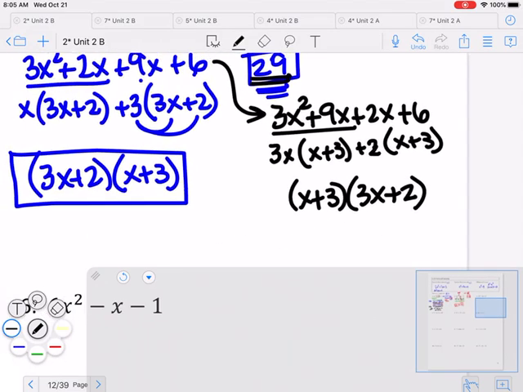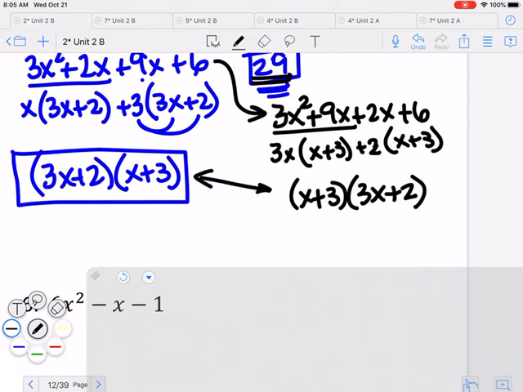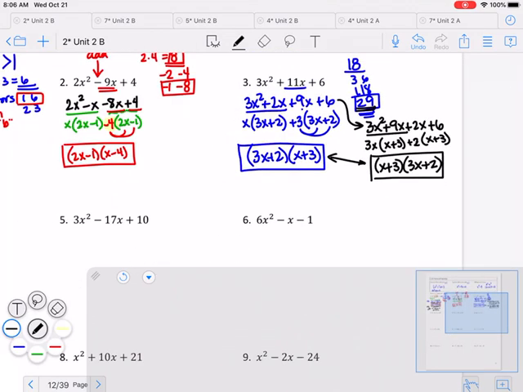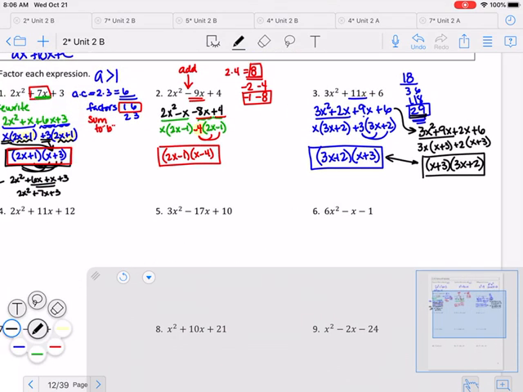And look at that. These two are the same thing. The factors are just written in a different order, and that's totally okay because it's just multiplying. When you're multiplying, it doesn't matter the order. 5 times 7 is the same thing as 7 times 5. So it doesn't matter that order.